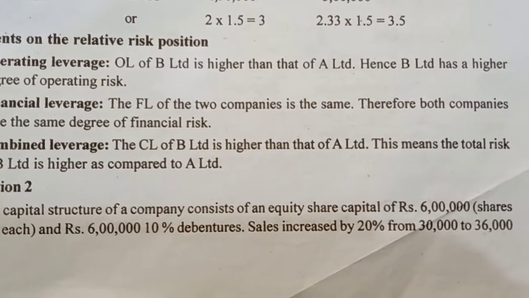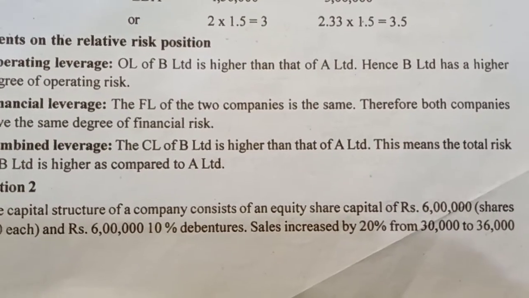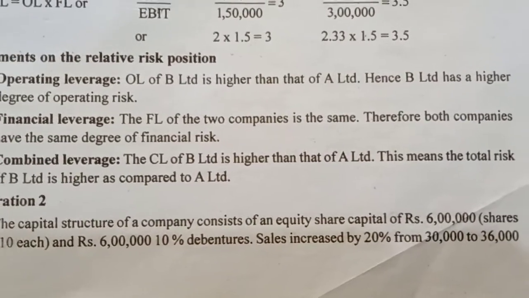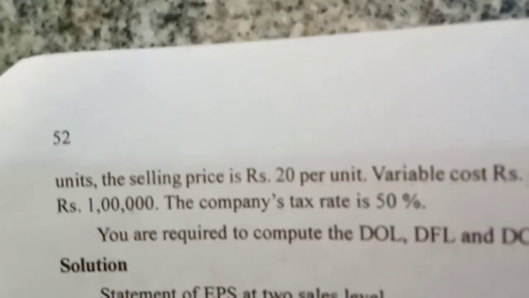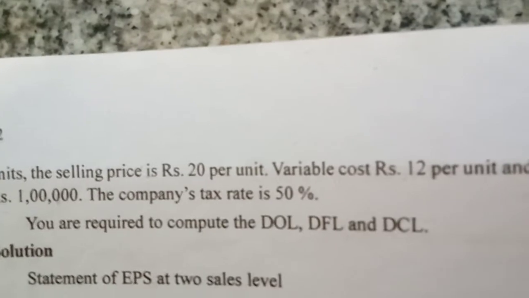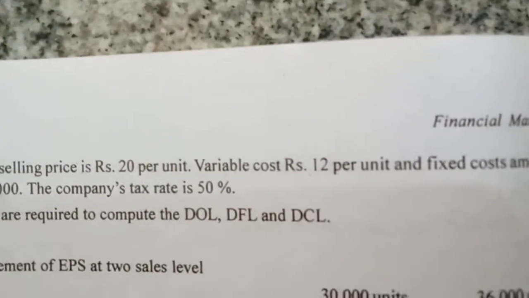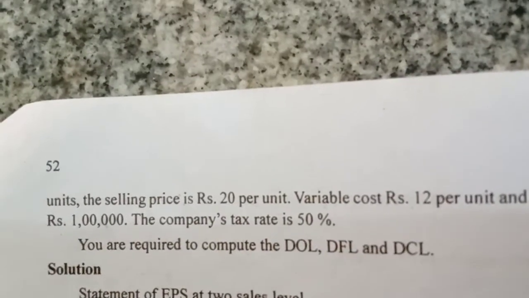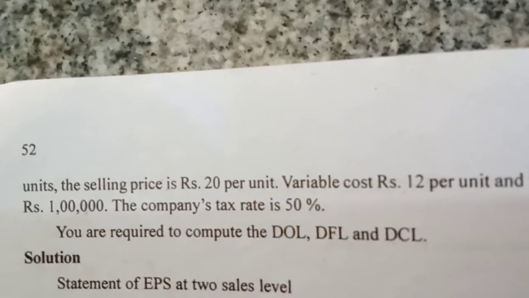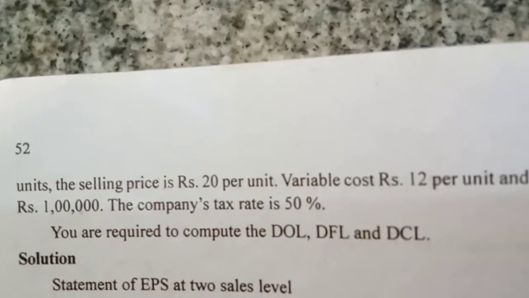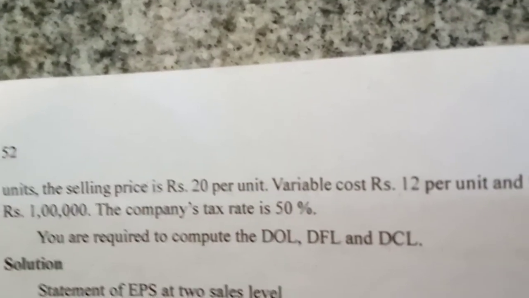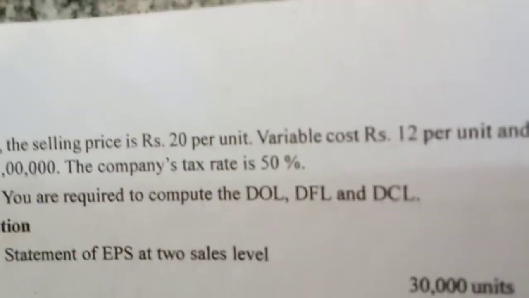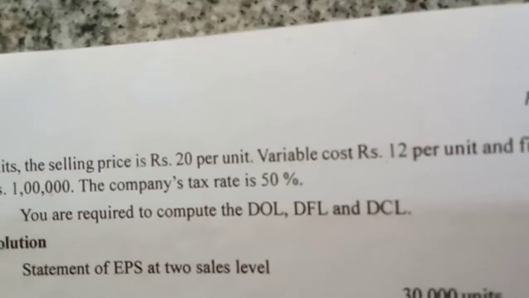Sales increased by 20% from 30,000 to 36,000 units. The selling price is rupees 20 per unit, variable cost rupees 12 per unit, and fixed cost amounted to rupees 1 lakh. The company's tax rate is 50%. You are required to compute the degree of operating leverage, degree of financial leverage, and degree of combined leverage.